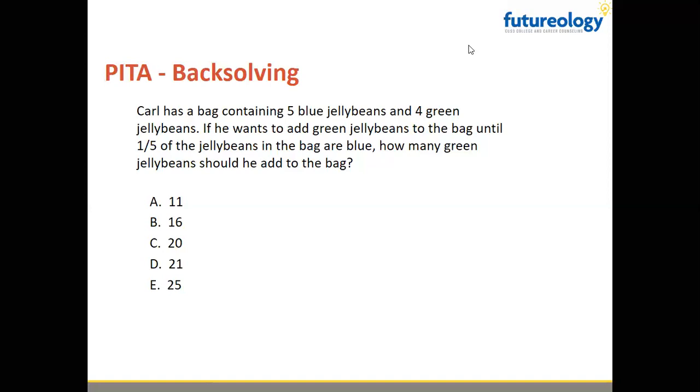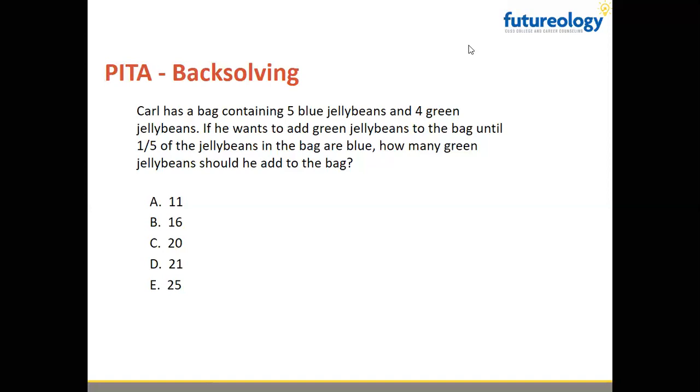Okay. Is it 1/5? And it's not. 5 over 29. So again, they're looking for 1/5 to be blue. 5 over 29, is that 1/5? It's not. So that's why it cannot be the answer.